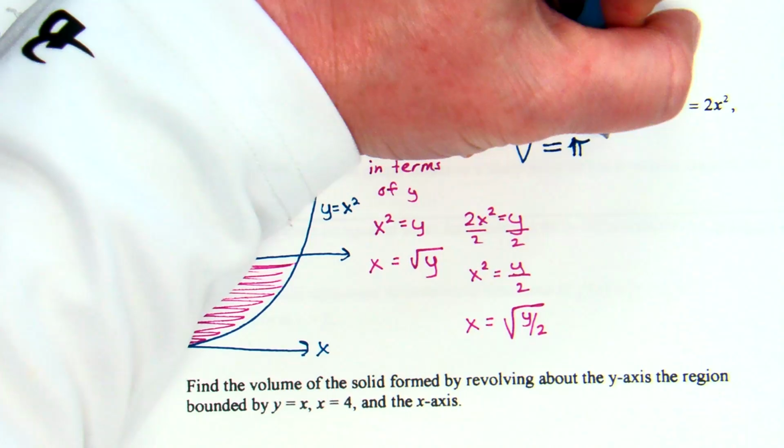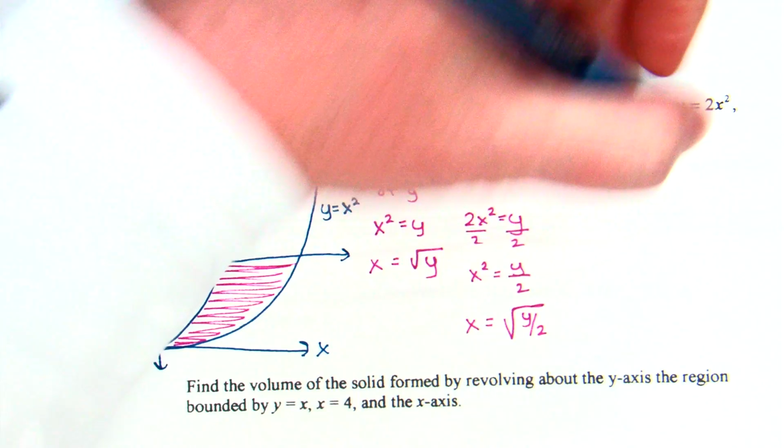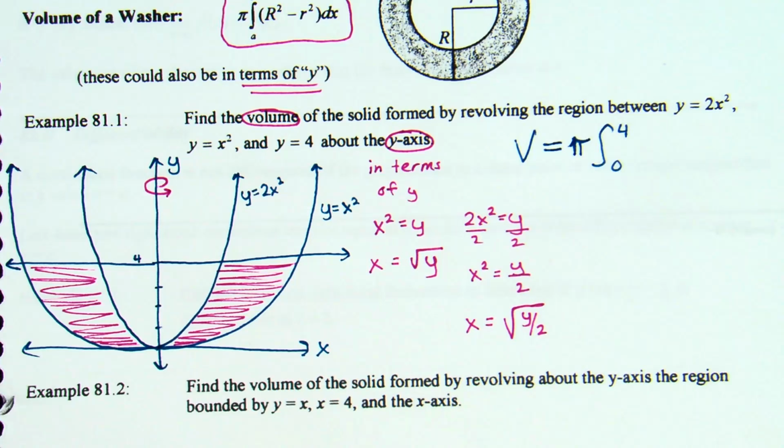It's volume, so I'm going to say an integral. What are the limits on that integral? 0 to 4. Because we are doing this problem in terms of y, my limits are in terms of y. And so that is from 0 to 4. Okay. Big R squared minus little r squared.